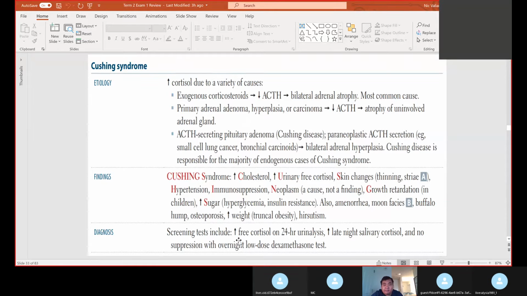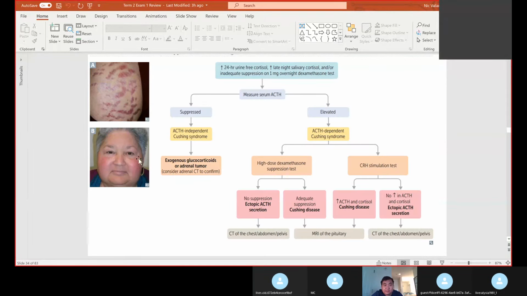I think more of this in terms of checking free cortisol on a 24-hour urinalysis. Check the urine for an increase in free cortisol for Cushing's. Again, this is the classic picture. You can see the moon facies here, and then your purple striae, picture A. So what are we going to measure? Check the urine-free cortisol, salivary cortisol, and dexamethasone test, and then you measure ACTH, if it's elevated or suppressed.